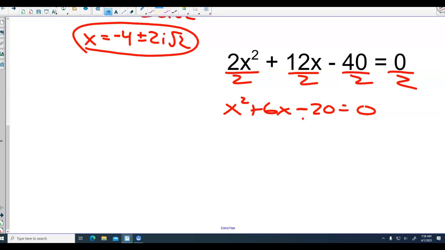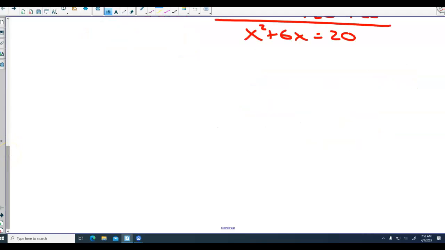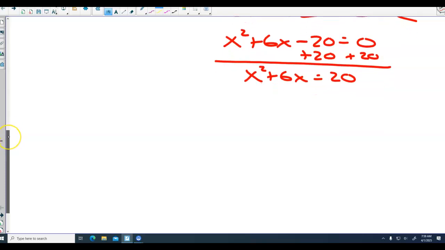And I'm doing the same process. I'm adding 20 to both sides. x squared plus 6x equals 20. We're dividing the 6 by 2. Half of 6 is 3. And 3 squared is 9.